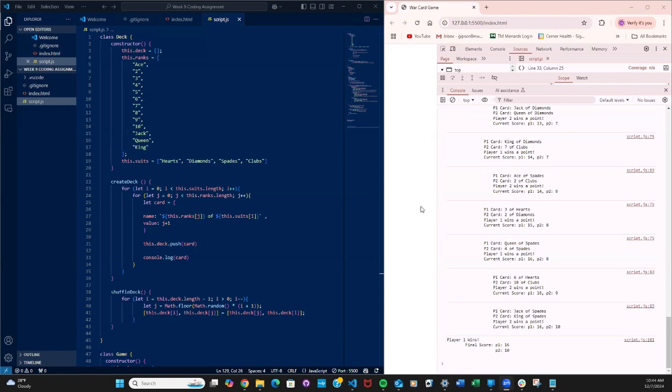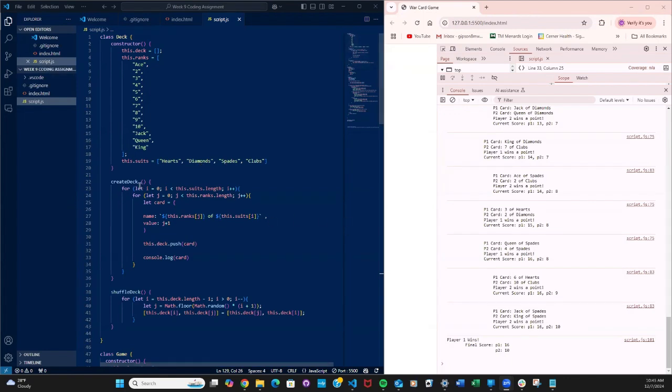So this week we had to make a card game about the classic game War. Over here on the left side, I created my class option for the deck. I created the constructor, and then I created the properties for the cards: ace, 2, 3, 4, 5, etc. And then down here, I created suits for the style of cards: hearts, diamonds, spades, and clubs.